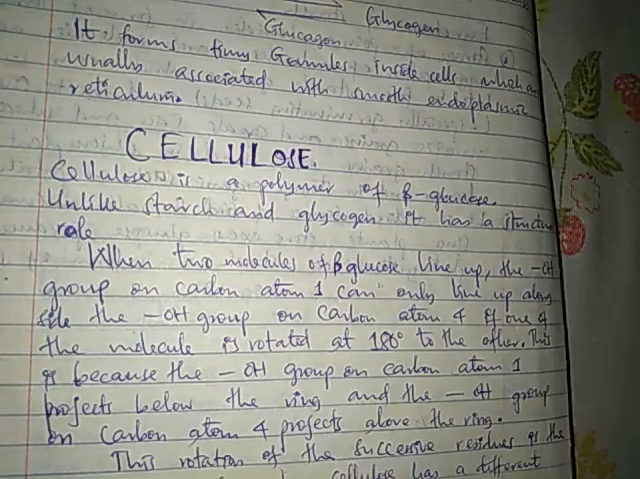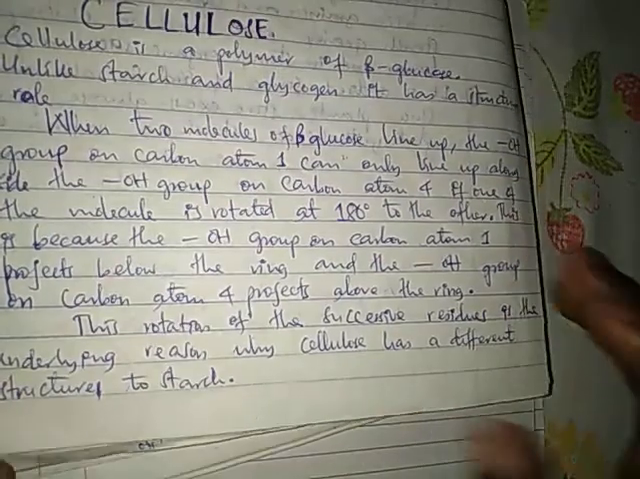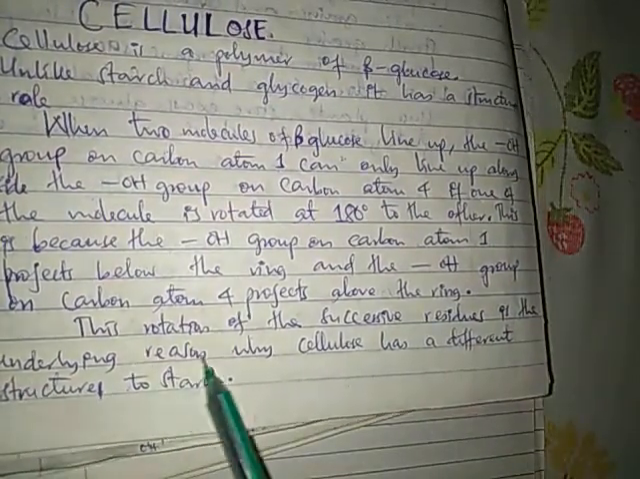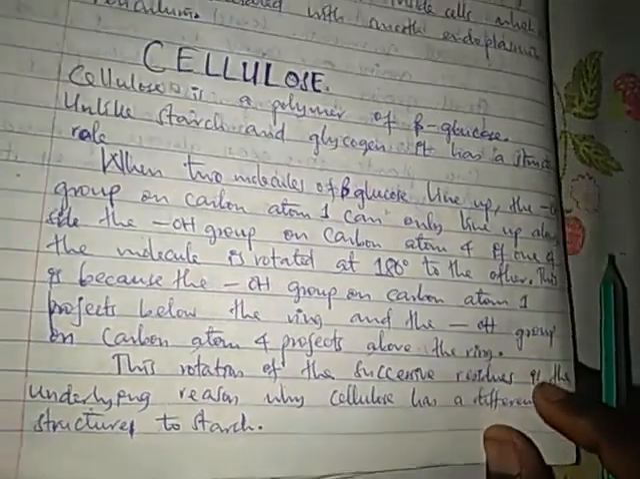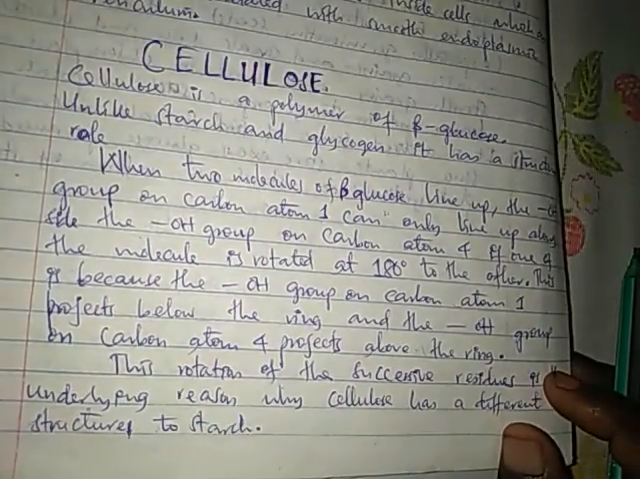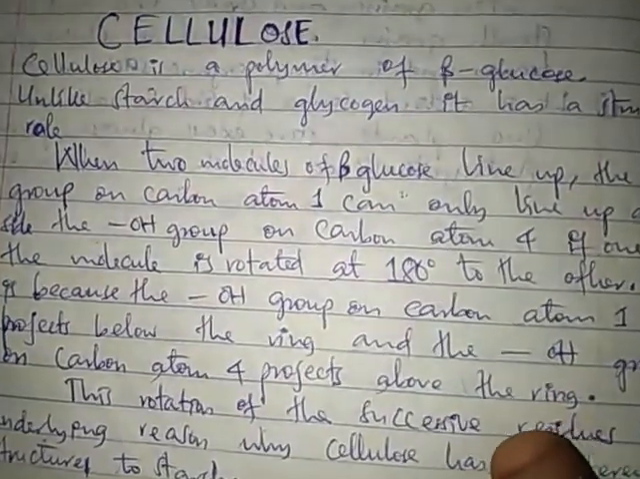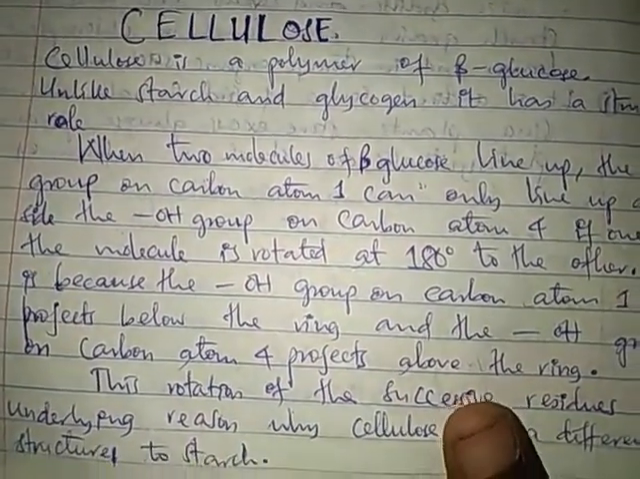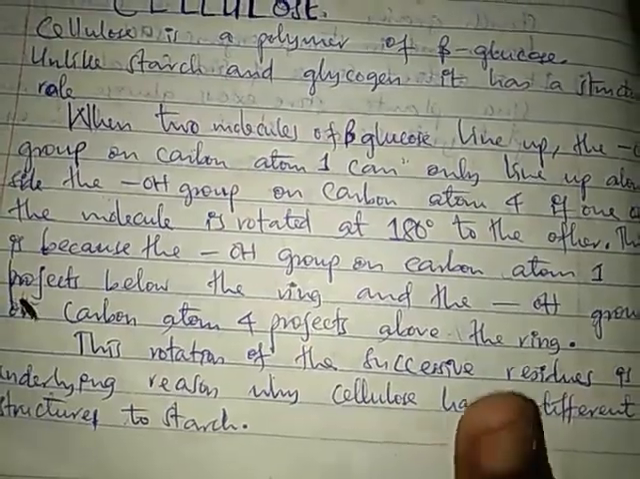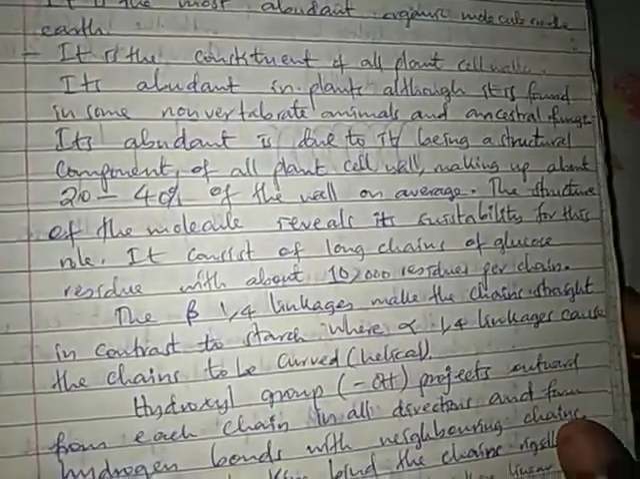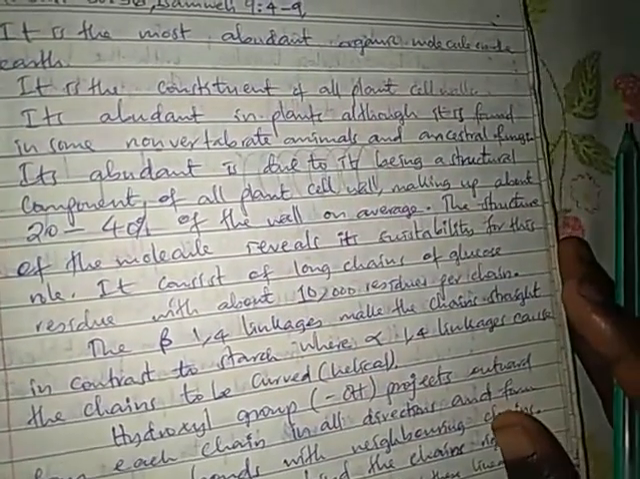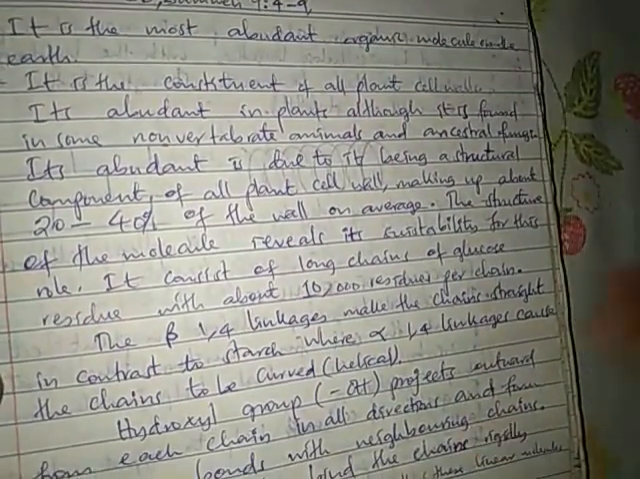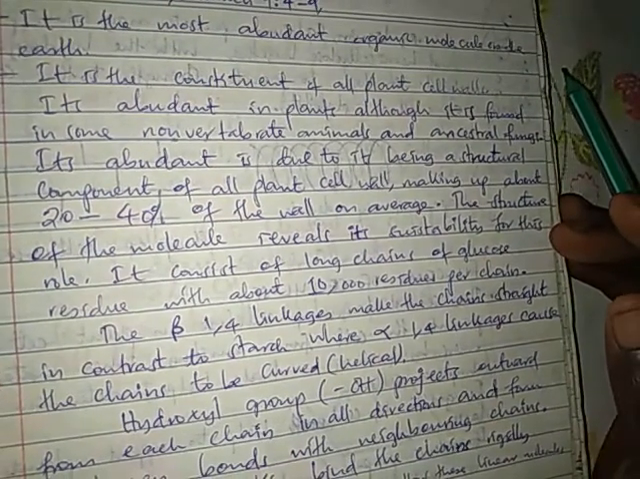So this rotation of successive residues is the underlying reason why cellulose has a different structure to starch. And as you can see here, it is the most abundant organic molecule on Earth. Cellulose is the most abundant organic molecule on Earth.